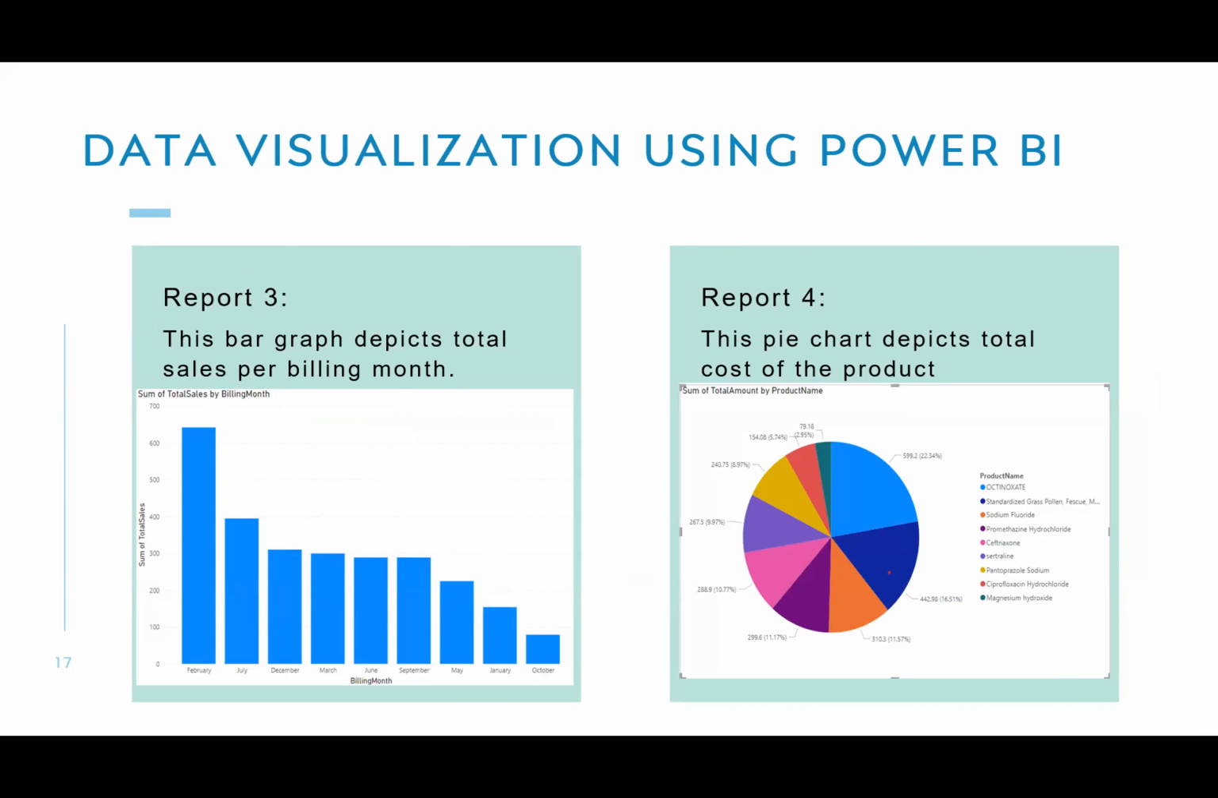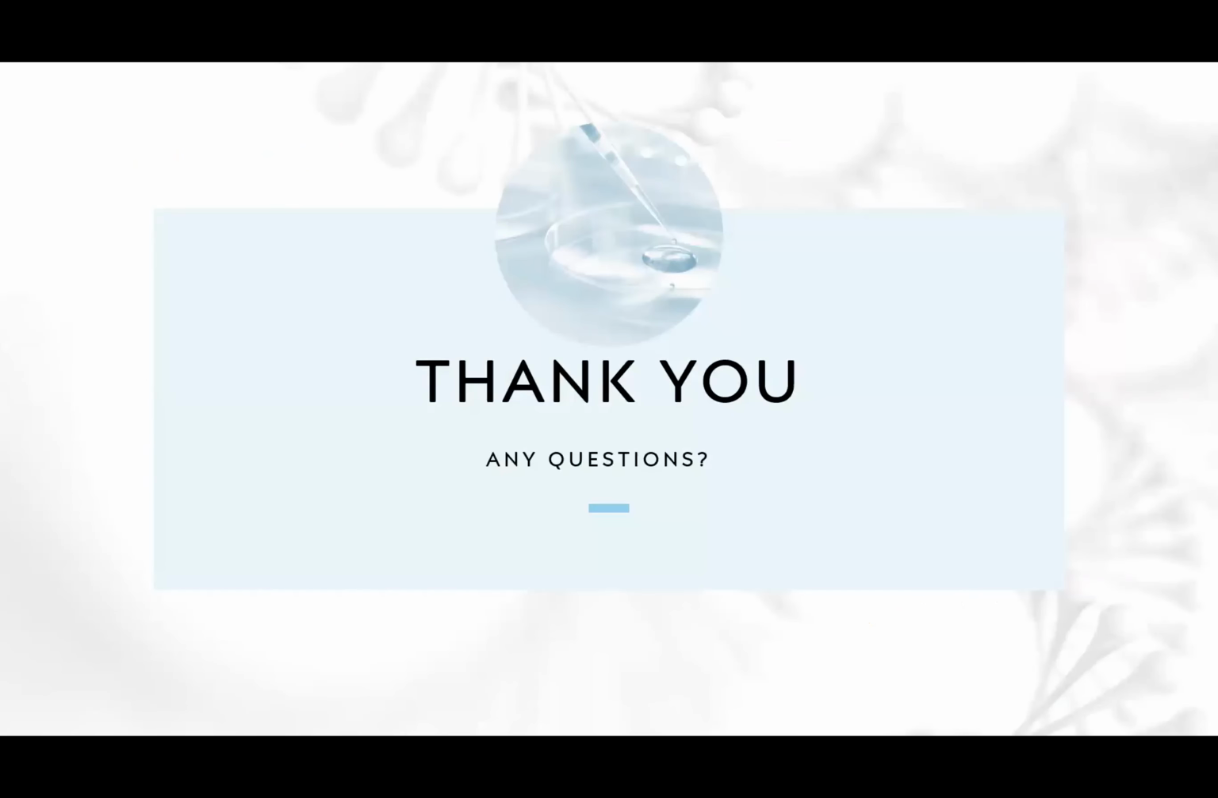So the other visualization report, which uses Power BI, has two types. The first report is a bar graph, which is for total sales per billing month, and the other, a pie chart report, shows the total cost of the product. Thank you.